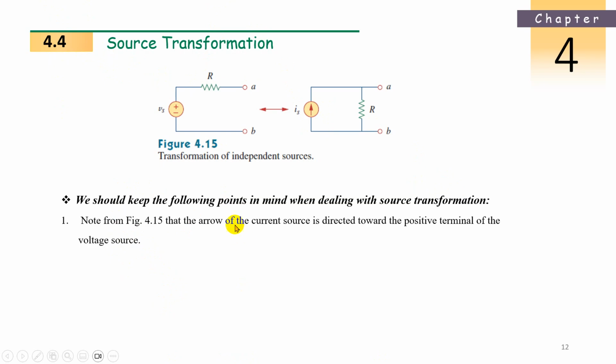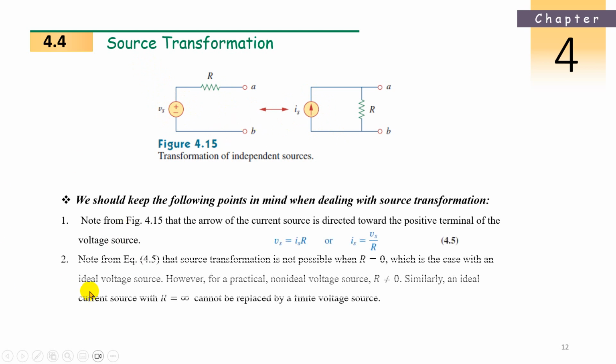We should keep the following points in mind when dealing with source transformation. Note that in the figure, the arrow of the current source is directed towards the positive terminal of the voltage source. When the voltage source is like this, plus and minus, up and down, the current should always be upwards. This is the first point. If the voltage source is reversed, minus and plus, the current source will be downwards. You have to keep this in mind.